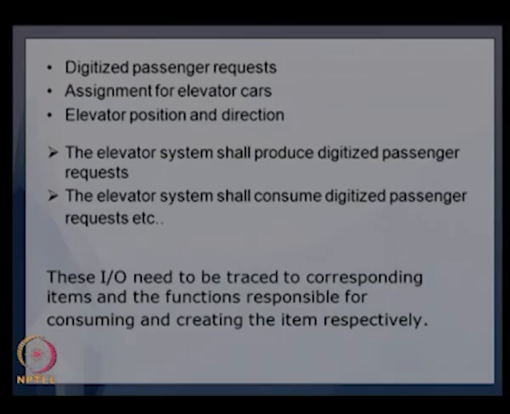Whatever requirements we identify, this is just a sample only, there will be many such input output requirements. We need to identify the components, or we need to trace these requirements to the corresponding items, and the functions responsible for consuming and creating this kind of input and output.